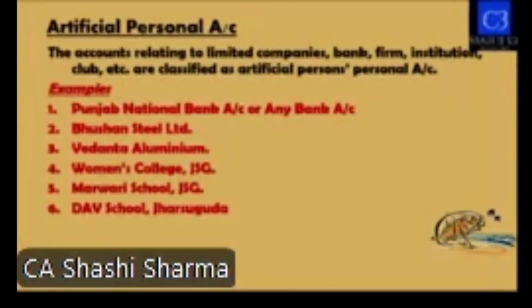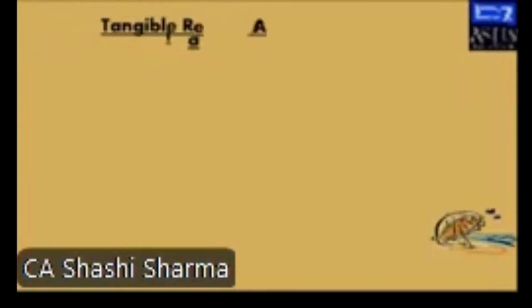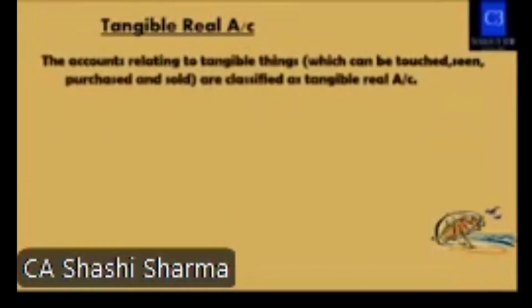Now we come to the category of tangible real account. So which accounts are considered as real accounts? The description says the accounts relating to tangible things, not persons. Things which can be touched, seen, purchased and sold are known as real accounts, tangible real accounts.